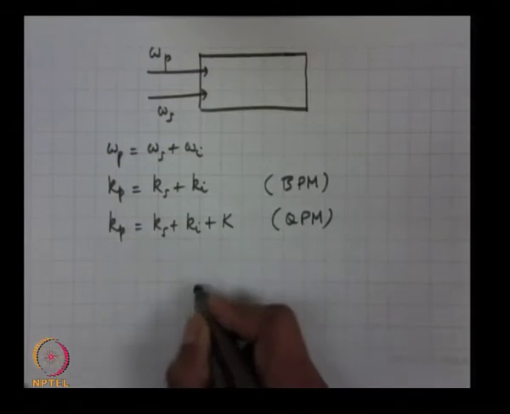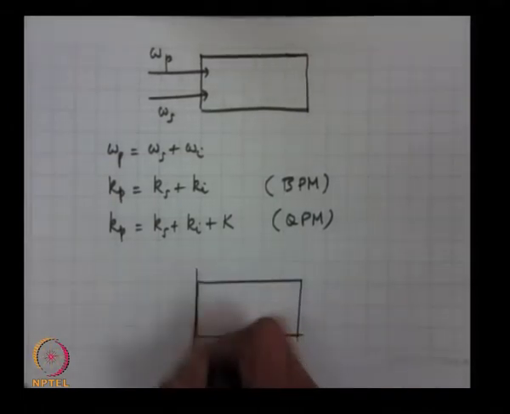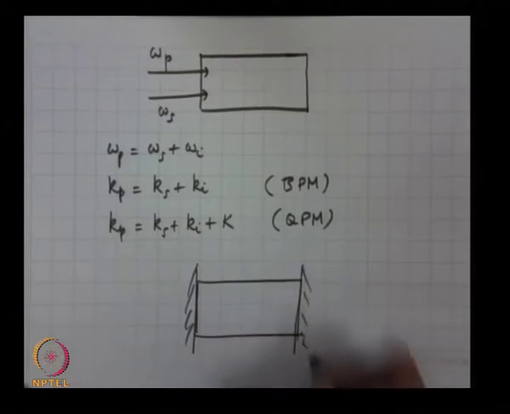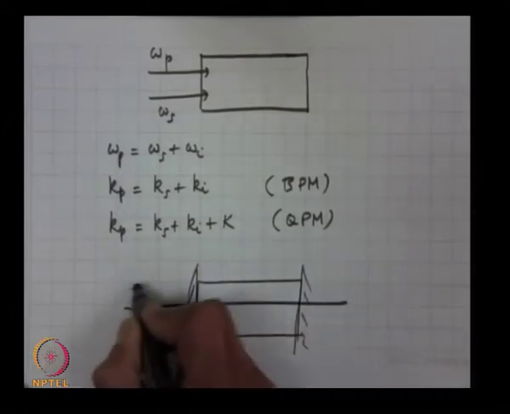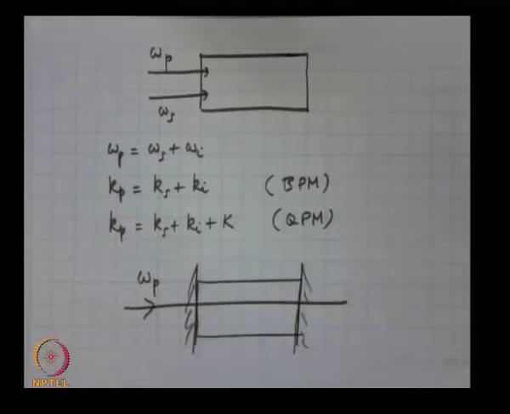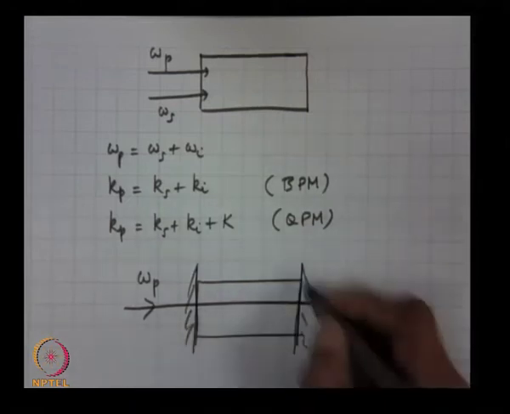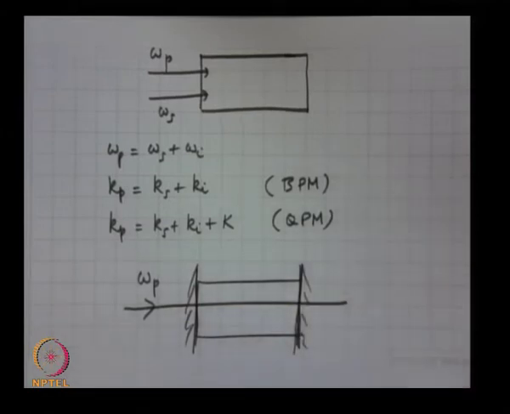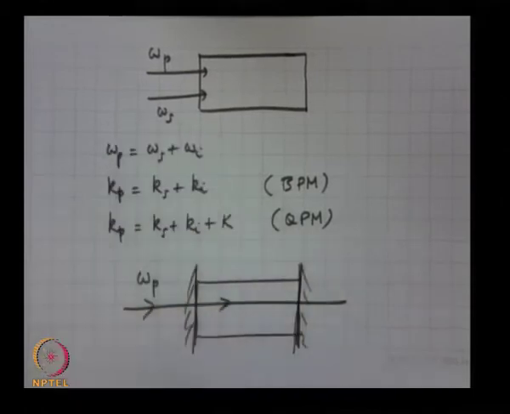So if I put this amplifier between a pair of mirrors, and if I launch light at omega p into this crystal, let me assume the mirrors have no reflection at the pump frequency. So the mirrors are completely transmitting at the pump frequency. So when the pump enters the crystal, the first thing that happens is it can spontaneously down convert to a pair of frequencies omega s and omega i that satisfy the pair of energy conservation and momentum conservation conditions.